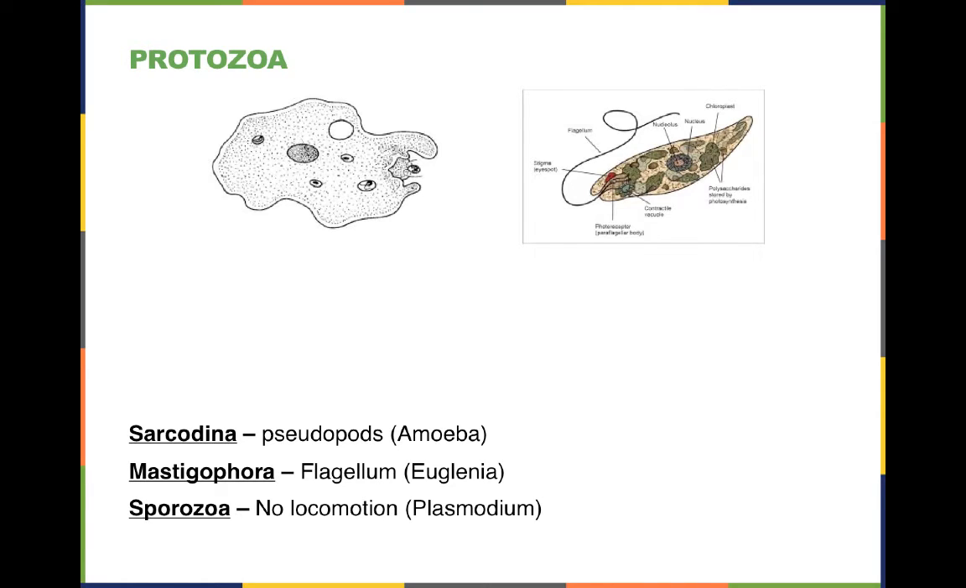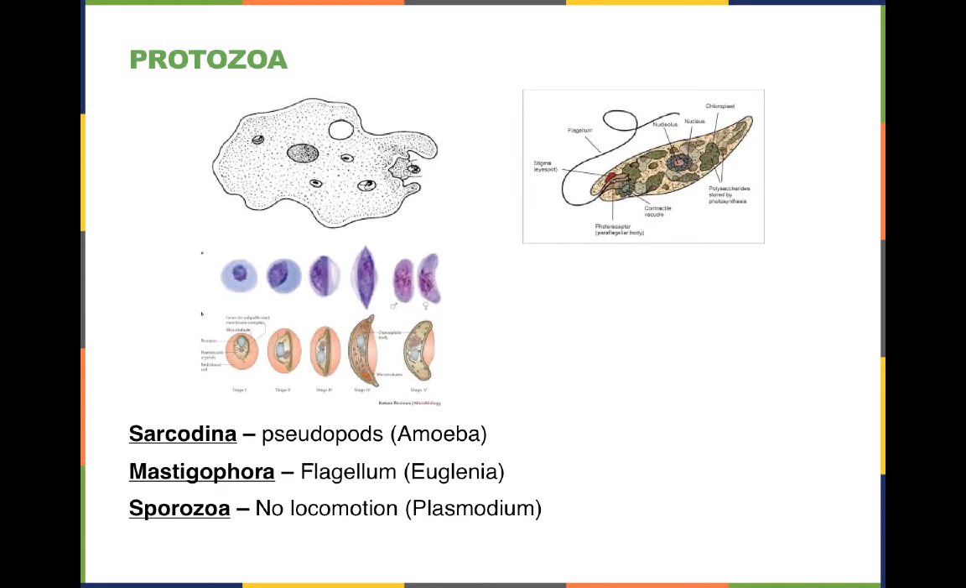The third phylum of the subkingdom Protozoa is called Sporozoa. These do not move at all, and an example of this is Plasmodium. Plasmodium vivax is one of the causes of malaria, and we'll talk about that here in just a minute. And here's an example of the Plasmodium.